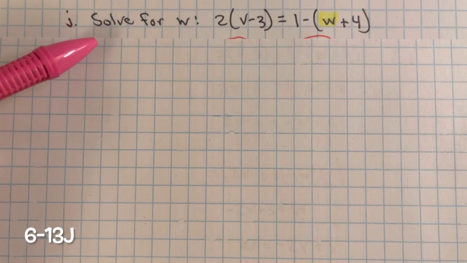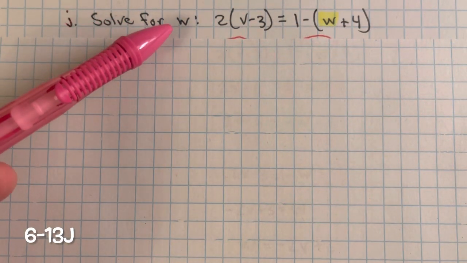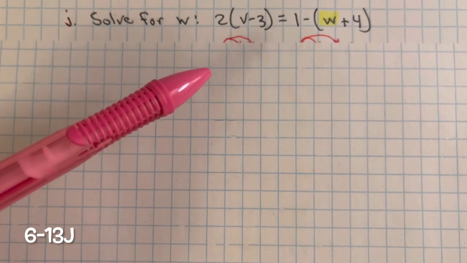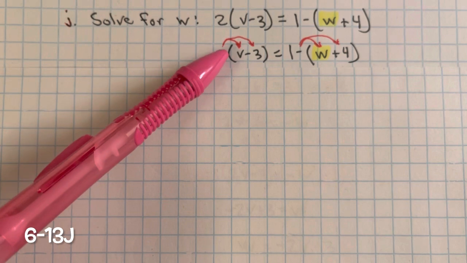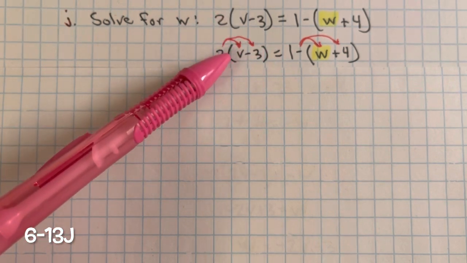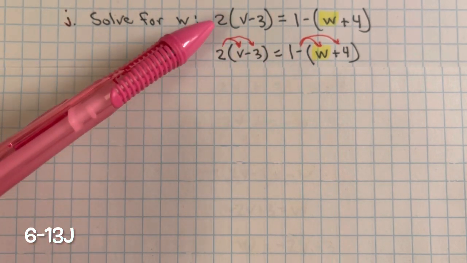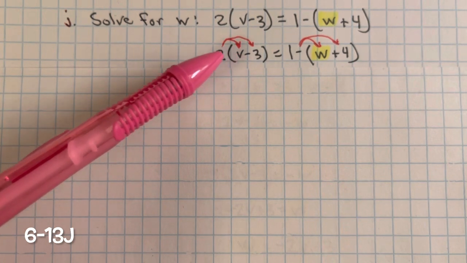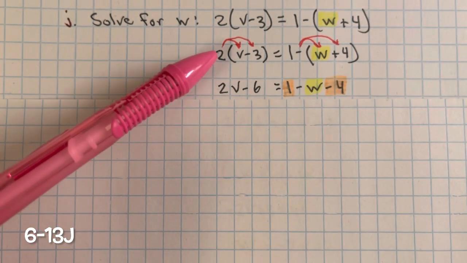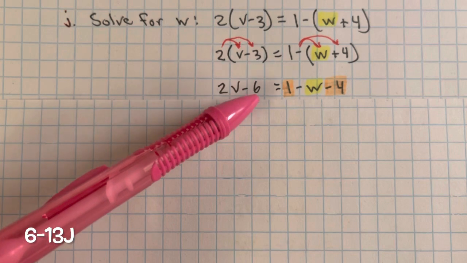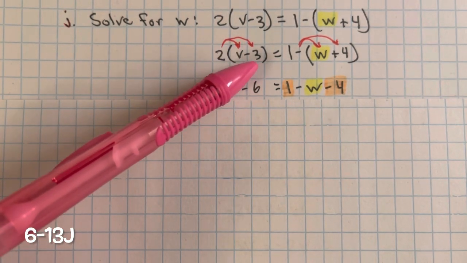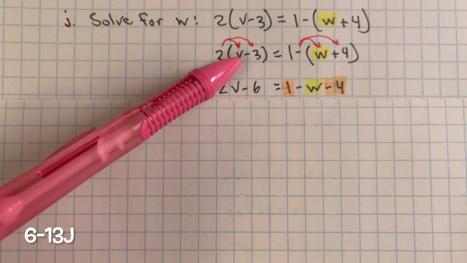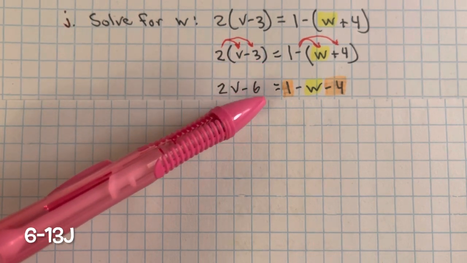Problem J, we want to solve for the variable w. The first thing we need to do is simplify both sides of the equation by using the distributive property. On the left side, we have 2 multiplied by v, which equals 2v. 2 multiplied by negative 3 is negative 6. Now, a lot of my students forget to distribute to the second term. You have to distribute to both terms.